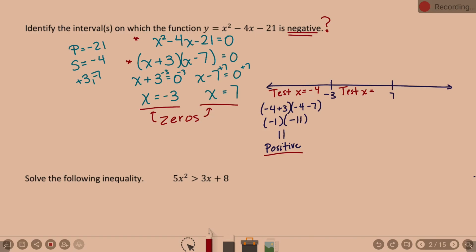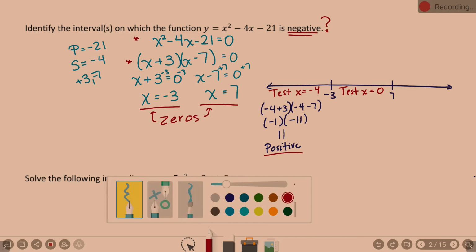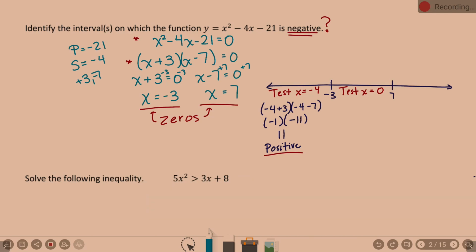I know what I'm using. I'm going to use 0. Whichever interval I can use 0 in, I'm going to use it. So if we go back to the factored one, 0 plus 3 times 0 minus 7. So 3 times negative 7, which is negative 21. And what do we know about negative 21? Negative 21 is negative.